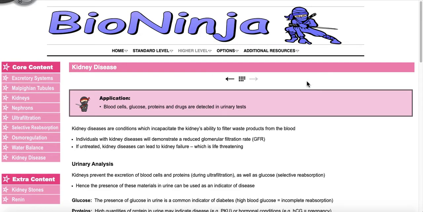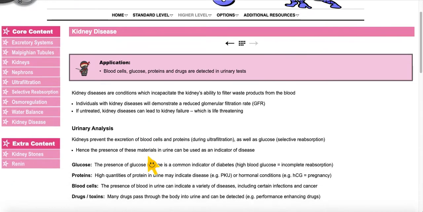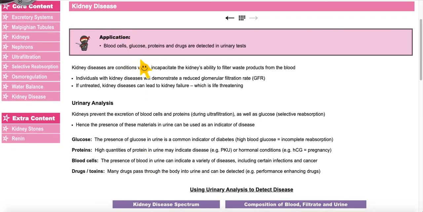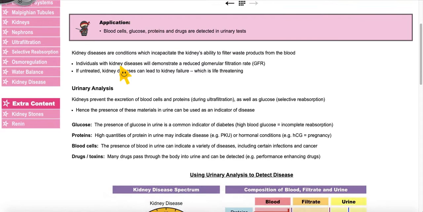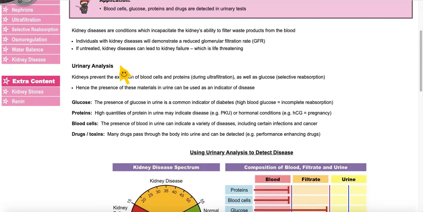Right, so this is the last section here of 11.3. We're going to be looking at kidney disease. So the first application statement here is that blood cells, glucose, proteins, and drugs are detected in urinary analysis tests. So what does that mean? So when your urine is tested, it can tell many different things about the person.